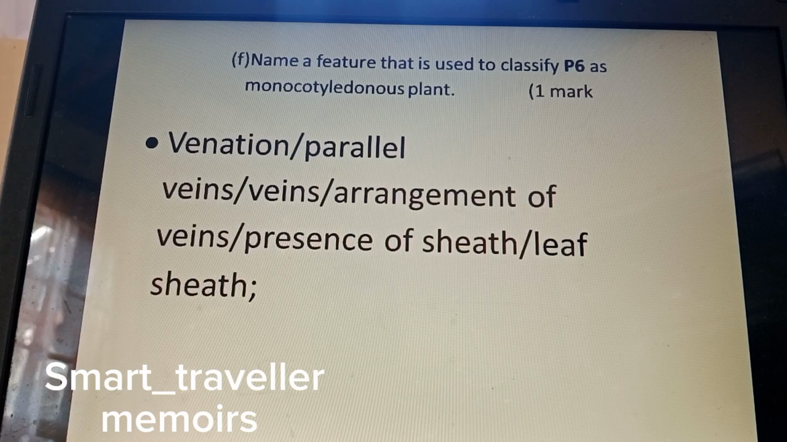F. Name a feature that is used to classify P6 as a monocotyledonous plant. 1 mark. And there, the straight answer is venation, or you say parallel veins, or you say veins, or arrangement of veins, or you say presence of sheath, or leaf sheath. Any of those ones will give you a mark.